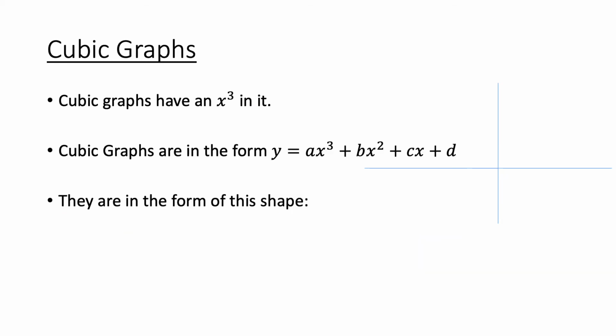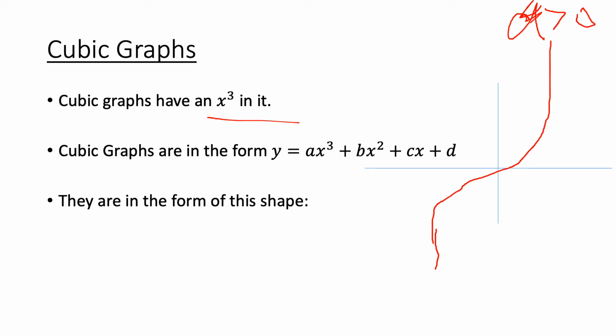Right, guys, so cubic graphs. Cubic graphs have an x cubed in them. They are in the form y equals ax cubed plus bx squared plus cx plus d. It looks something like this normally. So when a is bigger than 0, sorry about my handwriting, guys. That should be an a, not a d.